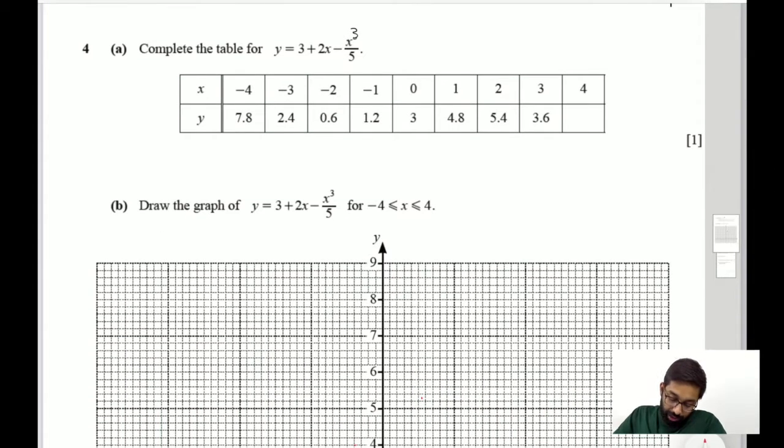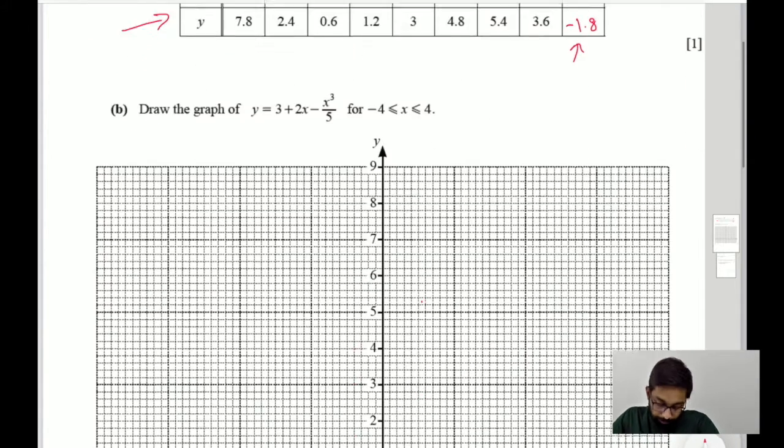Let's start. The question says, complete the table for y equal to 3 plus 2x minus x cubed over 5. They've given us a table and asked us to find the value of y for which the value of x is 4. So we plug this value of x into the equation. When we do that, 3 plus 2 times 4 minus 4 cubed over 5 gives us negative 1.8.